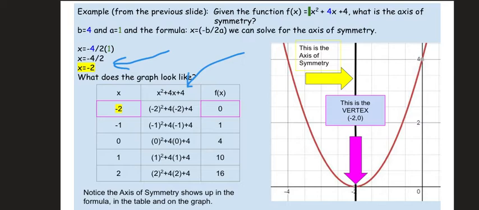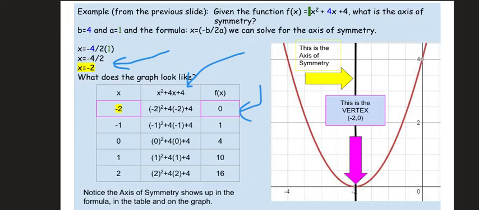So that is actually our vertex. It's our x-intercept, okay, but it happens to be the lowest point of this parabola. So we get a vertex at -2, 0, which I highlighted in pink right here. And we also see that our axis of symmetry is at x equals -2, which I've highlighted in yellow right there. Okay, so we get our axis of symmetry in 3 different places.